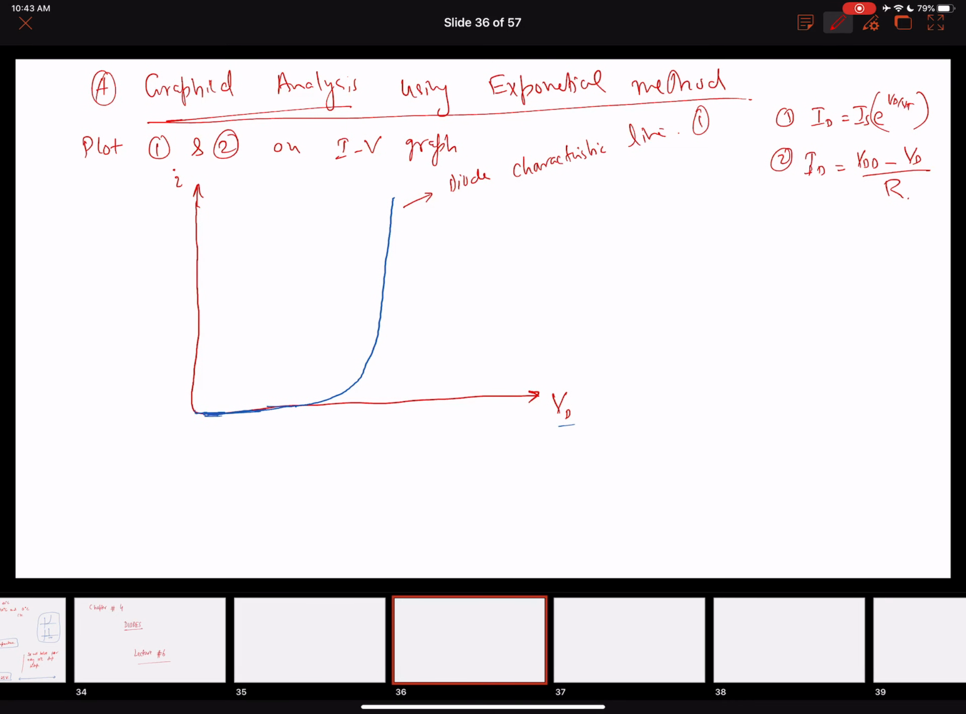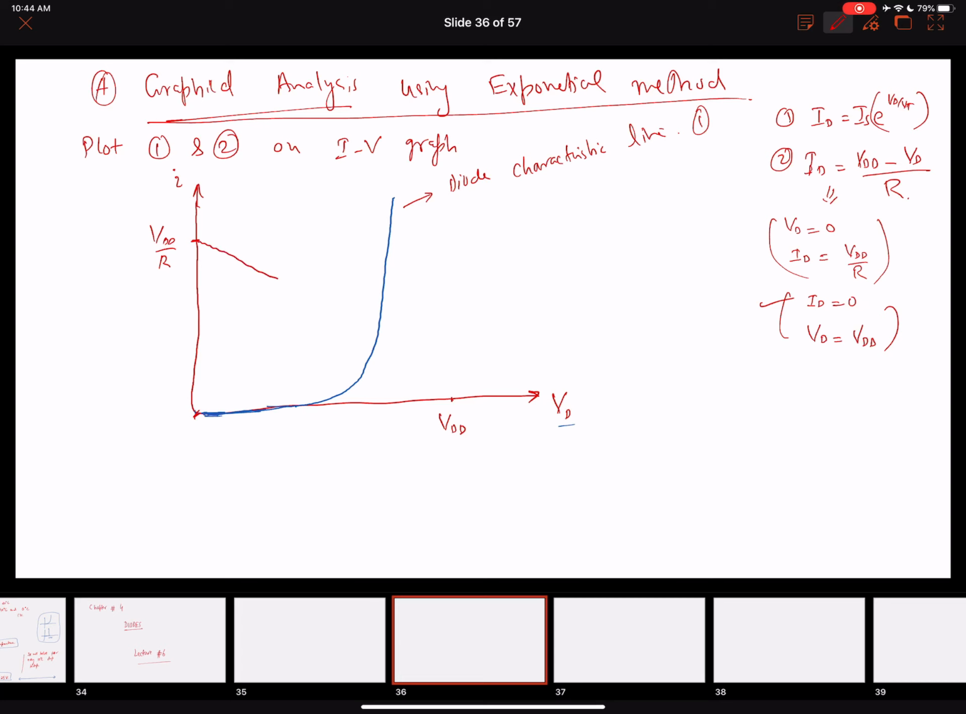For example, let's solve this equation for when VD equals 0. When VD equals 0, ID will be equal to VDD over R. And now let's solve it again, when ID equals 0, VD will become equal to VDD. So here, when ID equals 0, let us suppose this is the value of VDD. And when the voltage equals 0, the current will be equal to VDD over R. So this is how we can find these intercept points.